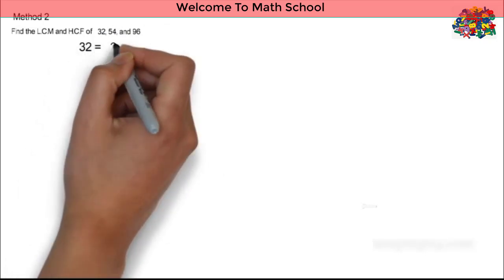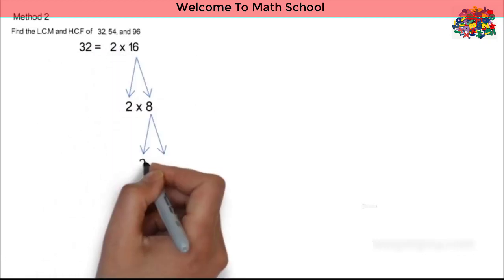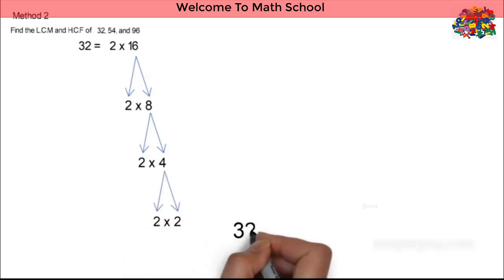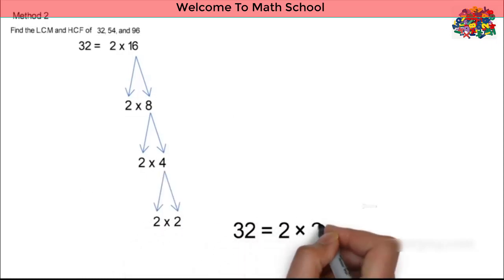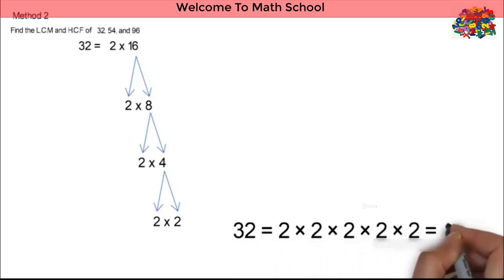First we'll factorize 32. So 32 can be written as 2 multiplied with 16, and 16 can be written as 2 into 8, and 8 can be written as 2 into 4, and 4 can be written as 2 into 2, which means 32 is nothing but 2 into 2 into 2 into 2 into 2, which is nothing but 2 to the power of 5.